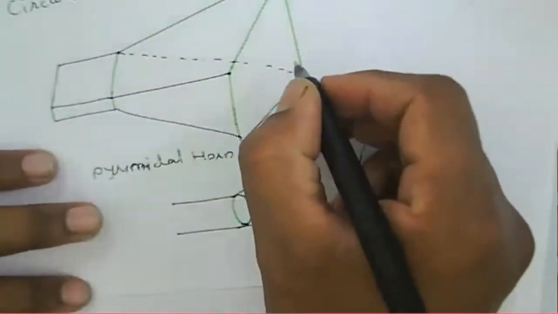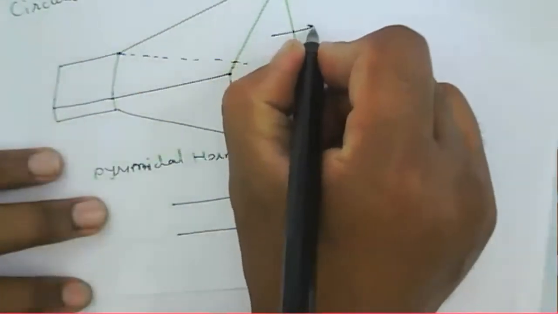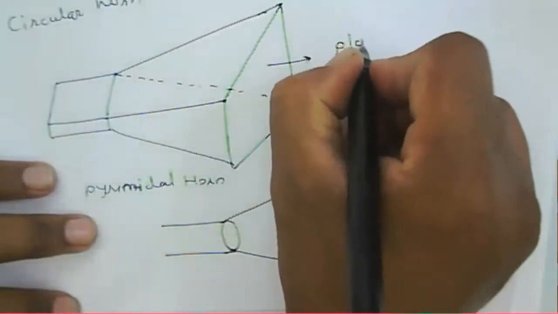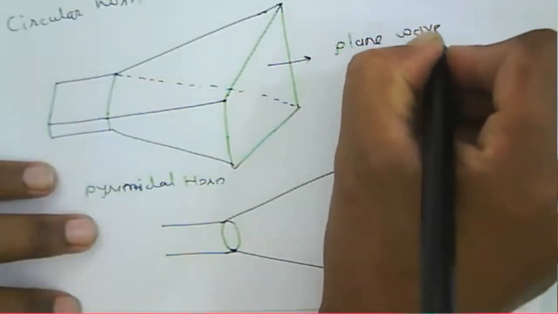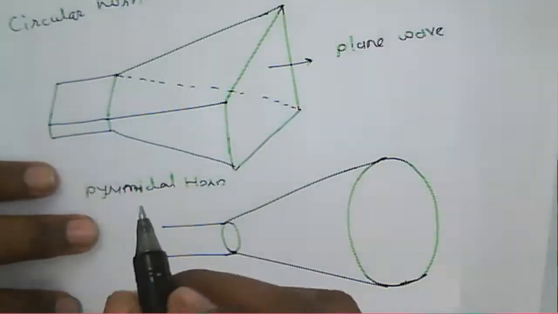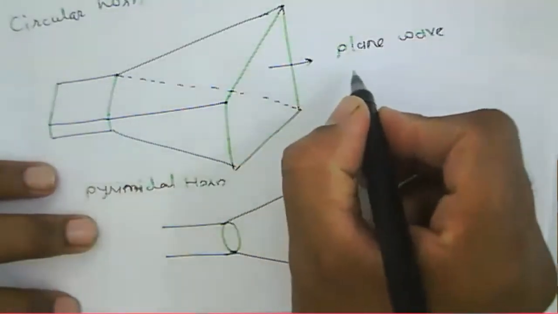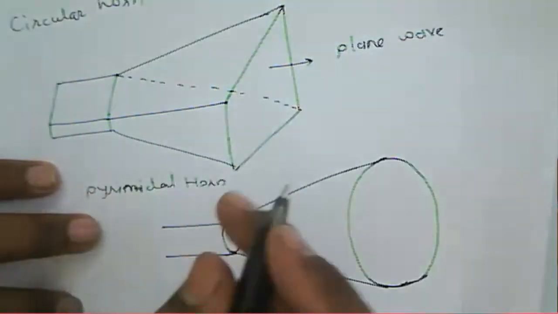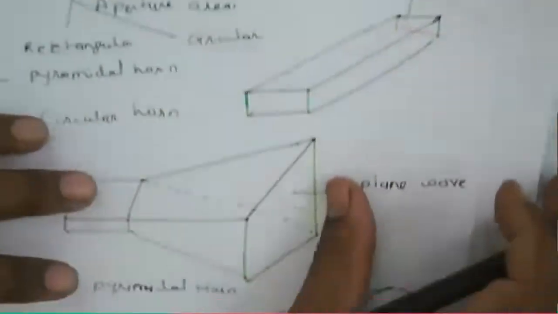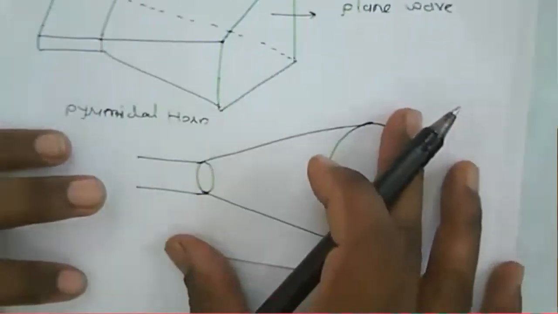If you consider the output of this pyramidal horn antenna, it is nothing but a plane wave. And if you see the radiation pattern, it has only a single lobe, only one main lobe. No back lobe, no side lobes will be there.